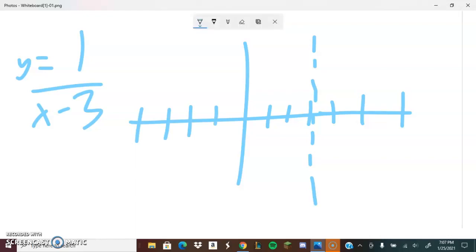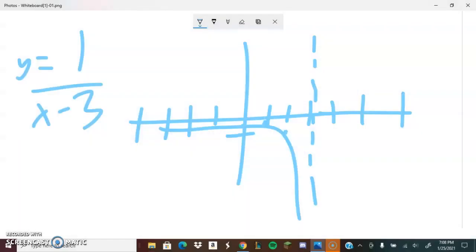So we can plot points. At 0, it would be negative 1/3. At 1, it would be negative 0.5. At 2, it would be negative 1. So it looks like that. And then, of course, at 3, it would be 1 over 0, so we would have no output there.